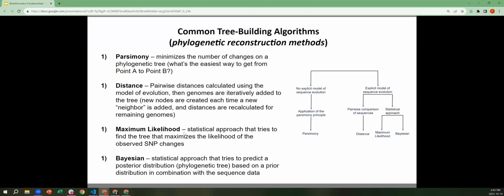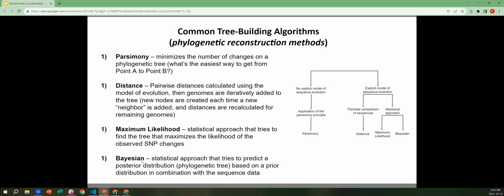Maximum likelihood, this is the most common tree building algorithm employed today. It is a statistical approach. It tries to find the maximum likelihood of the observed SNP changes. So that would take more into consideration what are the shared groups of SNPs? What is the most likely next SNP to emerge? If SNPs are found in relatively the same amount of samples in a data set, this algorithm will attempt to figure out which one came first and which are related to one another based on the relationships between these SNPs, based on what was most likely.